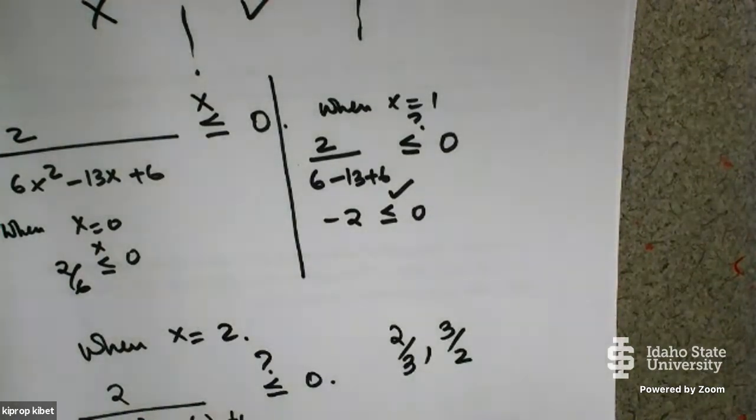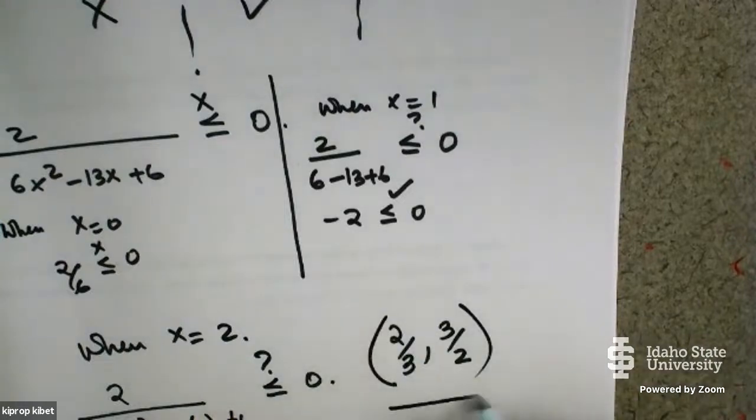No. If we put 2 over 3 here, it will become undefined, right? So even when the signs are equal to each other. If we put 2 over 3 here, it becomes undefined, and undefined is not less than or equal to 0. If we put 3 over 2, it also becomes undefined, so it will not be less than or equal to 0. So it will just be like that.